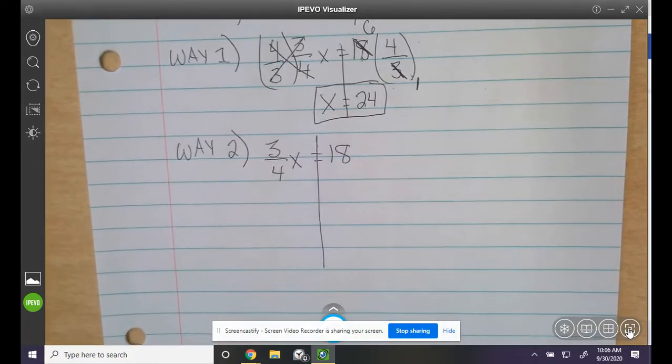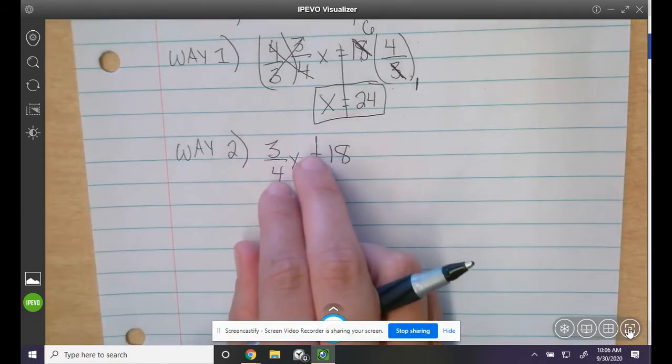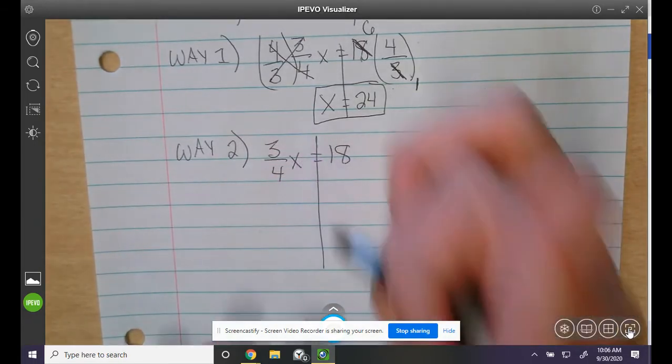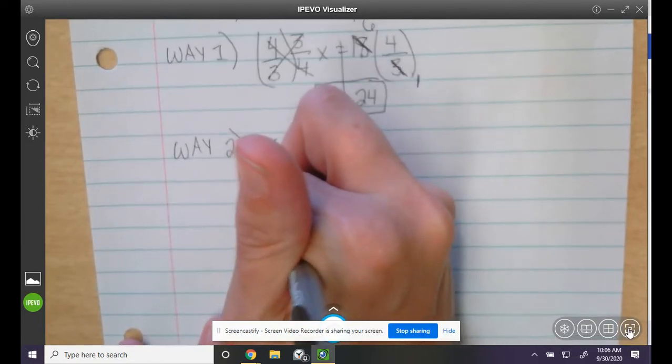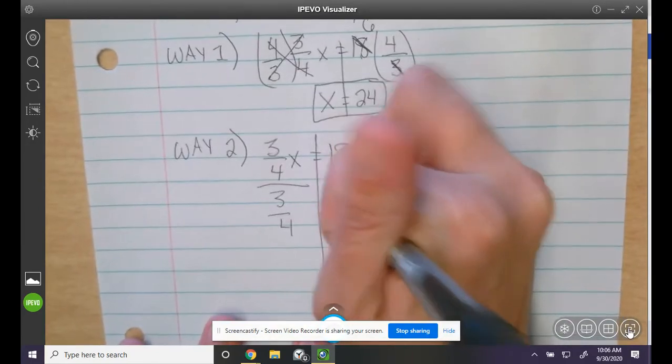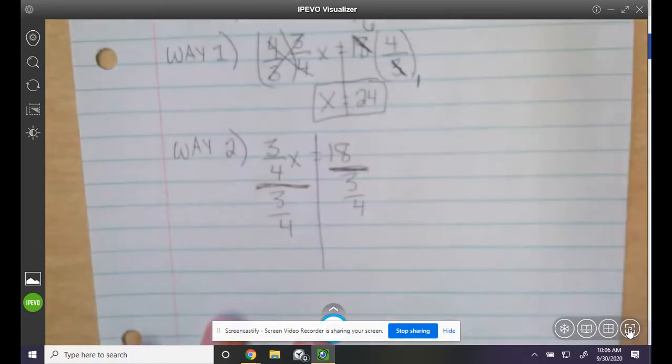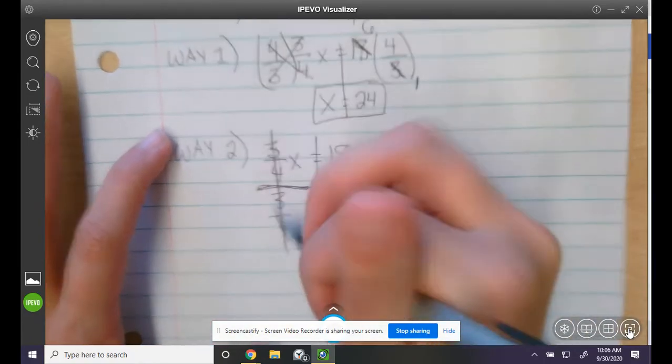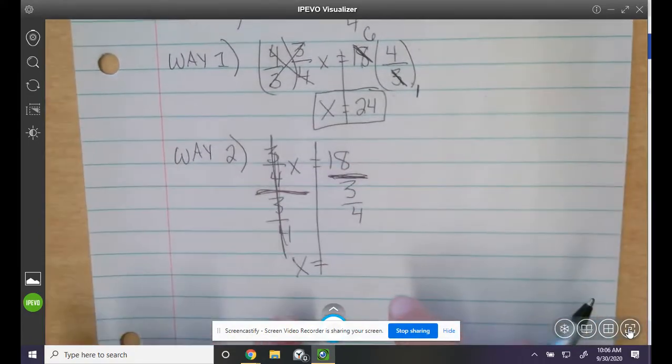How are 3/4 and x attached? They're being what to each other? Multiplied. So to undo that, I divide. If I divide by 3/4 on both sides, this turns into 1, which leaves me x.